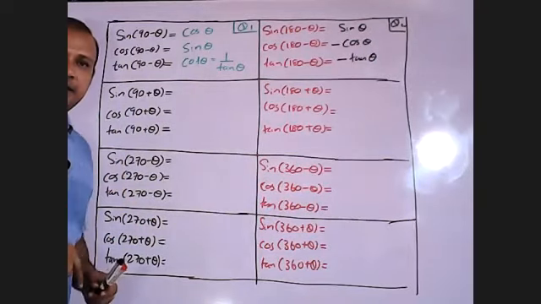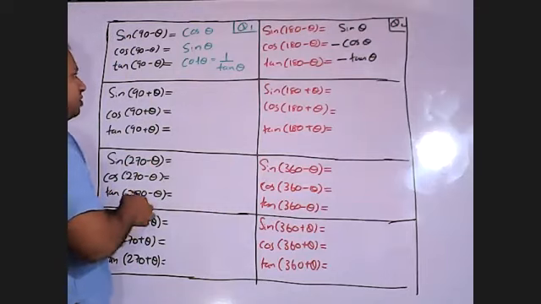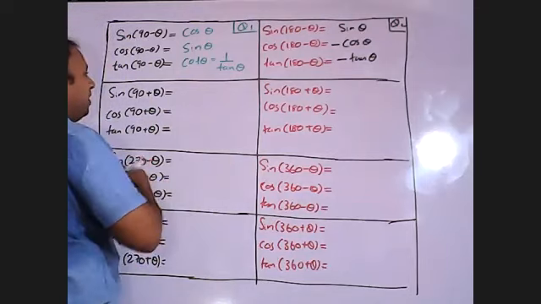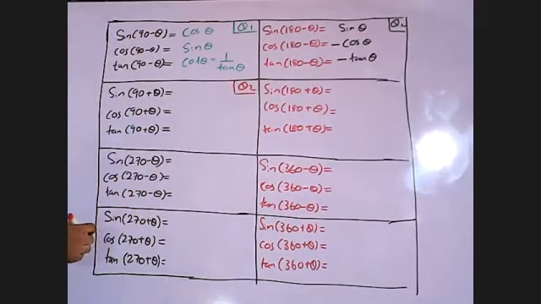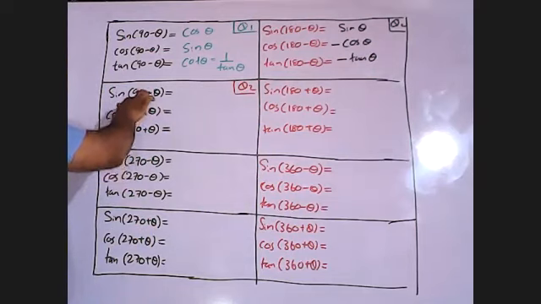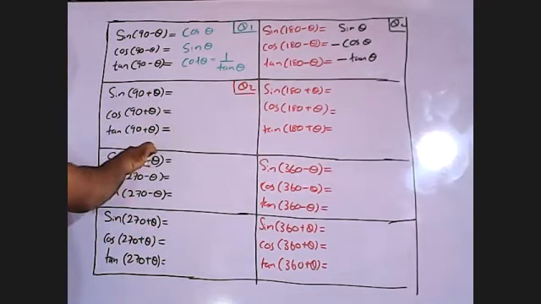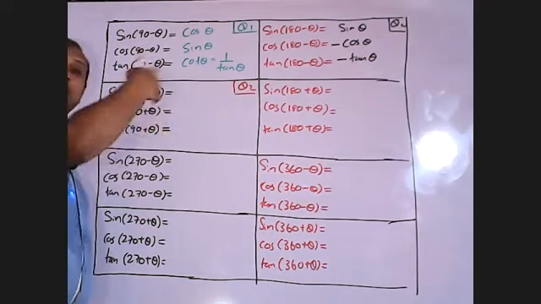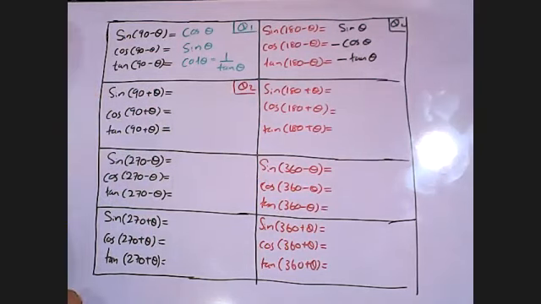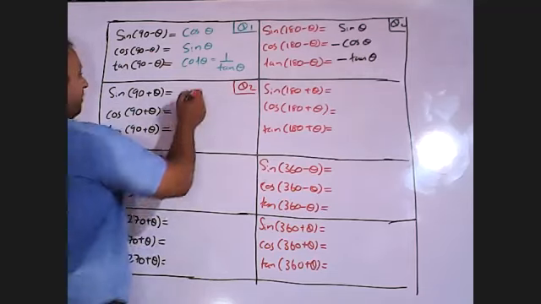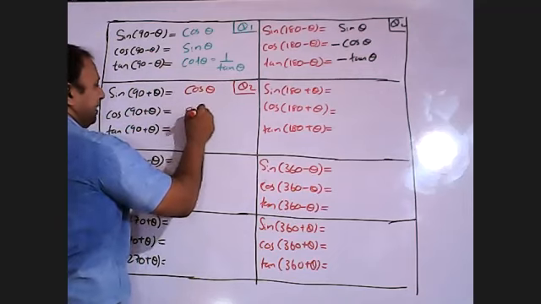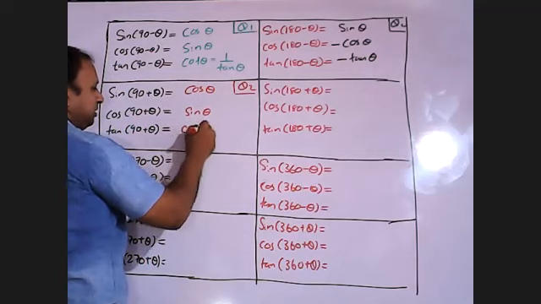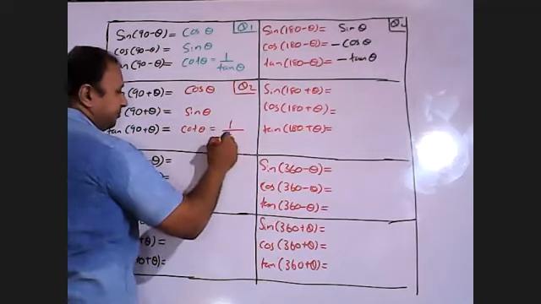Then go to this one, 90 plus theta. 90 plus theta belongs to the second quadrant, Q2. This is an odd multiplication. Therefore, sine should be converted into cos, cos into sine, tan into cot. Therefore, this is cos theta, this is sine theta, this is cot theta or 1 over tan theta.